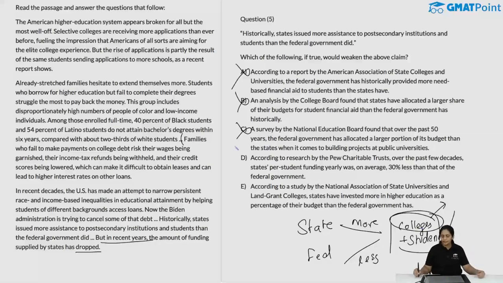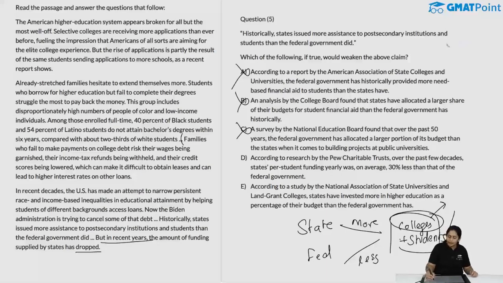According to the research by the Pew Charitable Trust, over the past few decades, states' per student funding yearly was on average 30% less than the federal government's. Essentially, here you are saying that the federal government per student spent more than the state. So the total amount given by the Fed to students is 30% more than what they got from states. So at least on students, the Fed gave more money and the state gave less money.